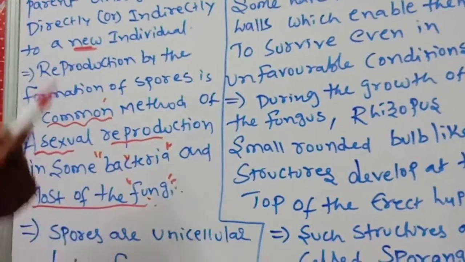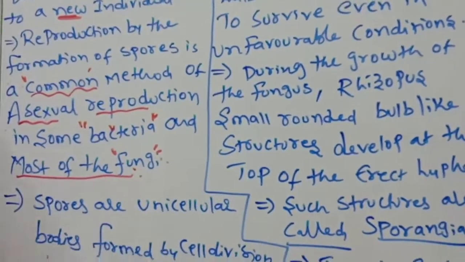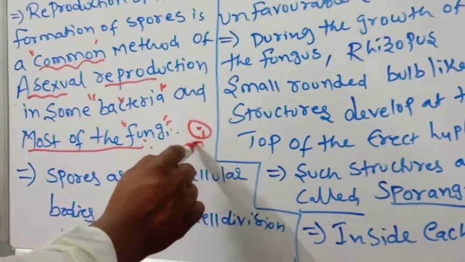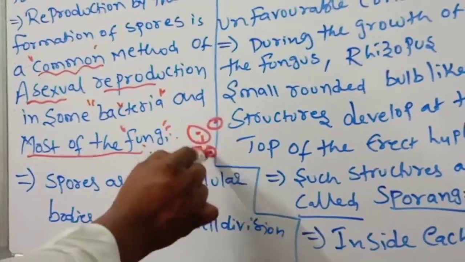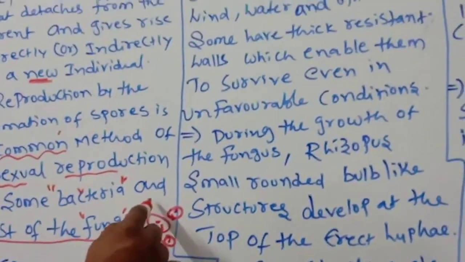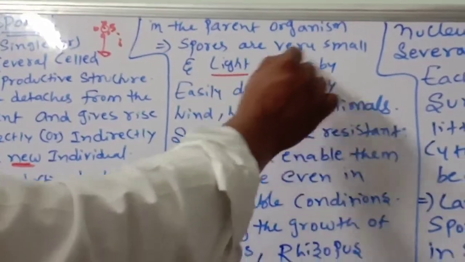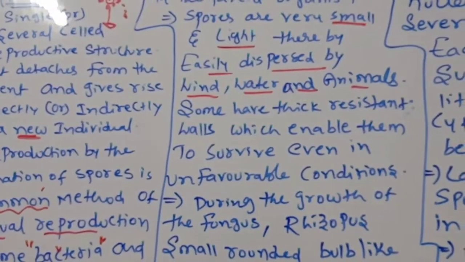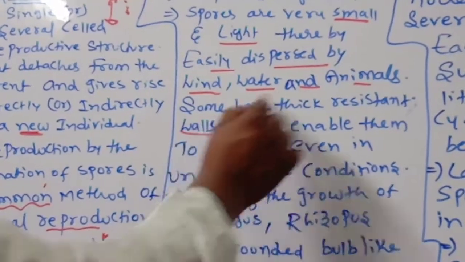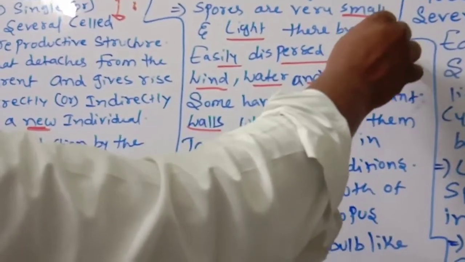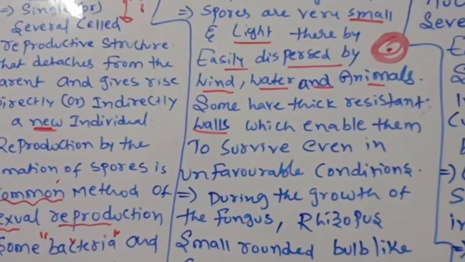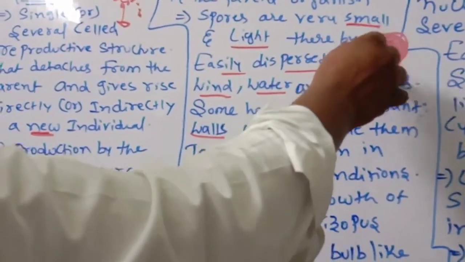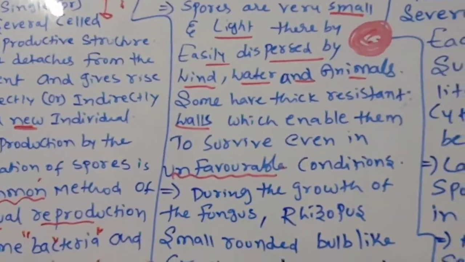Bacteria, fungus. Spores are nothing but unicellular bodies formed by cell division in the parent organism. Spores are very small and light, thereby easily dispersed by wind, water and animals. Some have thick resistant walls. The spores are surrounded by a thick resistant wall that protects the spore and enables it to survive even in unfavorable conditions.